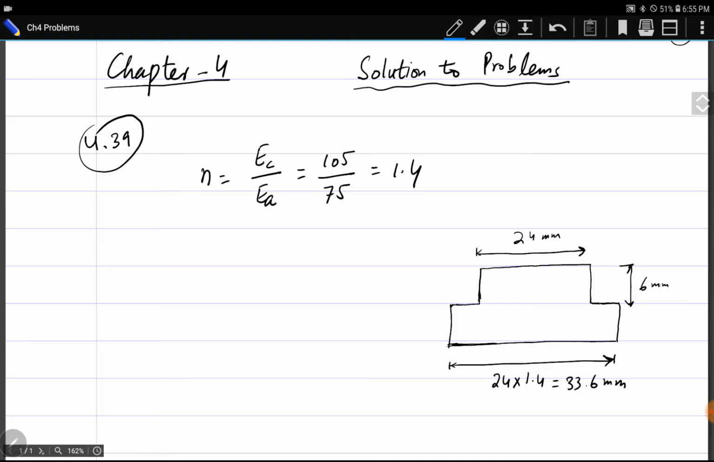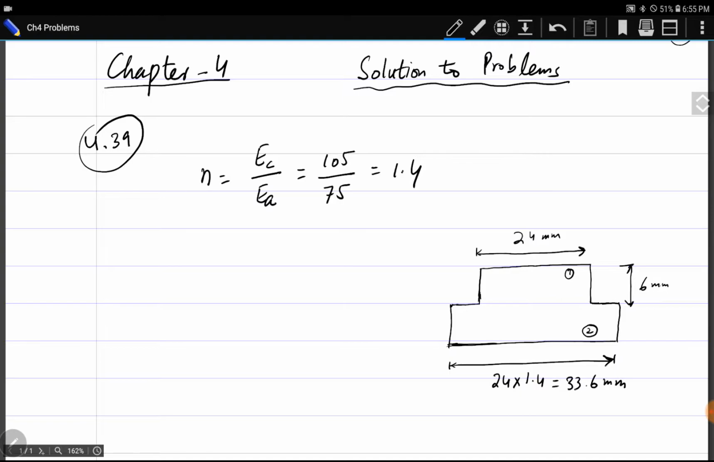This is the transformed cross section. Area 1 was already made of aluminum. Area 2 is a transformed section, now made of aluminum. So this whole cross section is made of a single material. We can find its centroid now. To find the centroid, first we need to find the areas of section 1 and section 2, then their individual centroids, and then we can find the total centroid.